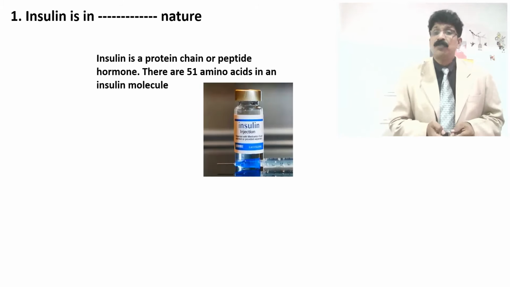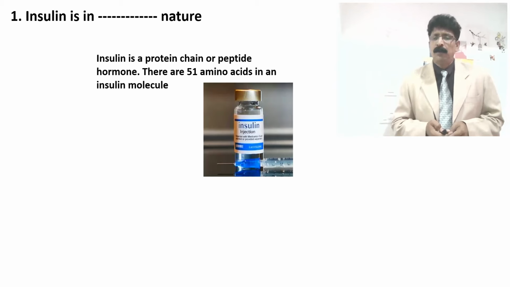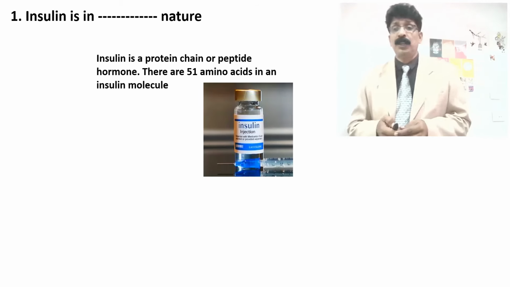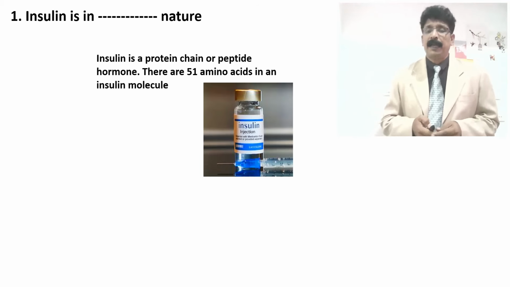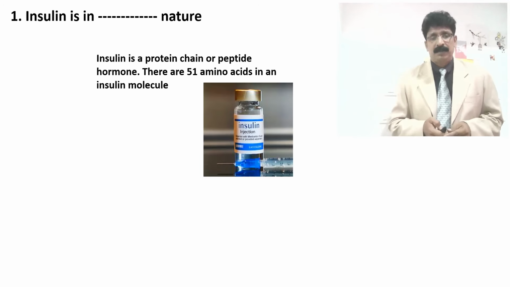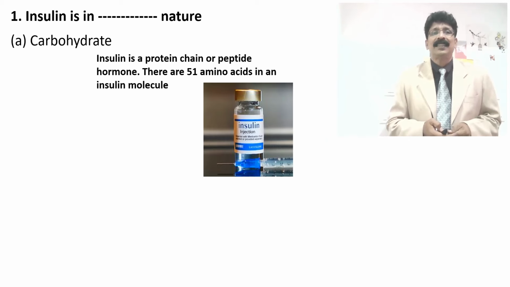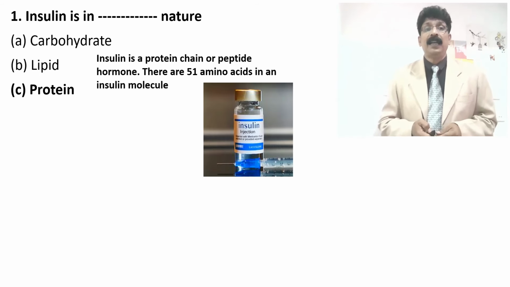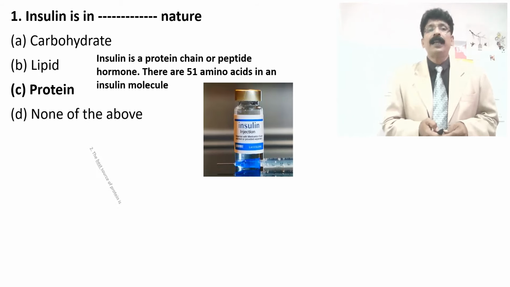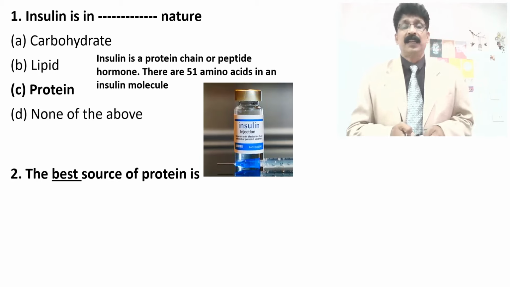So, insulin injection, which is very common, which we know nowadays, even in our home, at least a person will be having insulin dependent type 1 or type 2 diabetes. Diabetic patients are becoming very common. So we know insulin. Here the question they have asked, insulin is in dash nature. Is it lipid nature? It's a protein in nature. Insulin is in protein nature. None of the above is not the answer.